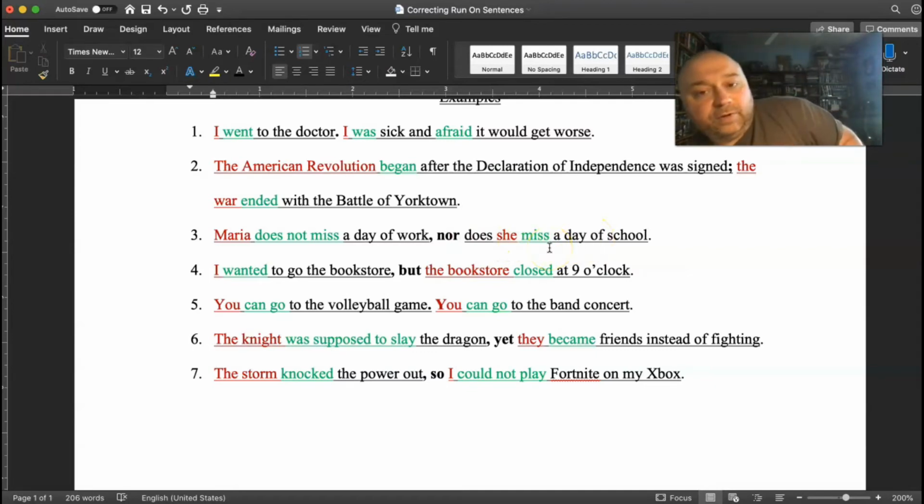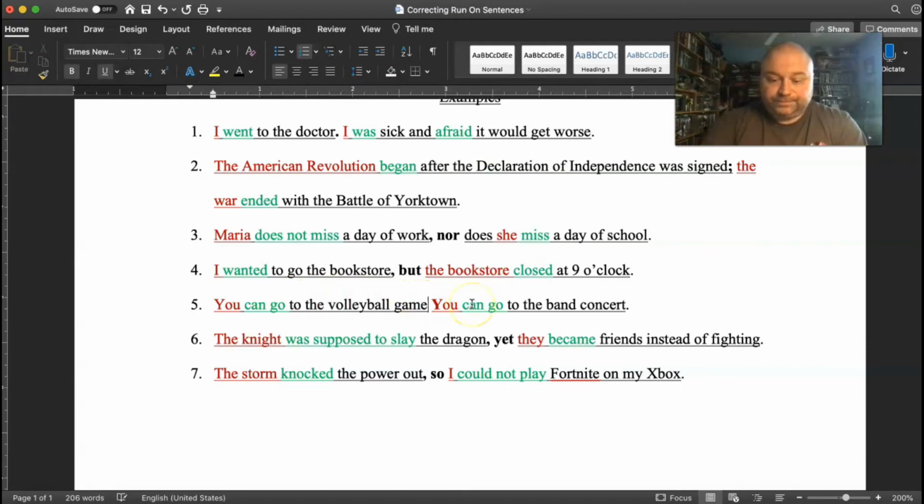By comparison, let's talk about when to use a fanboy and when not to use a fanboy. Okay? When I talk about choppy, number 5 is what I mean. You can go to the volleyball game. You can go to the band concert. Wouldn't it make more sense to say you can go to the volleyball game or you can go to the band concert?